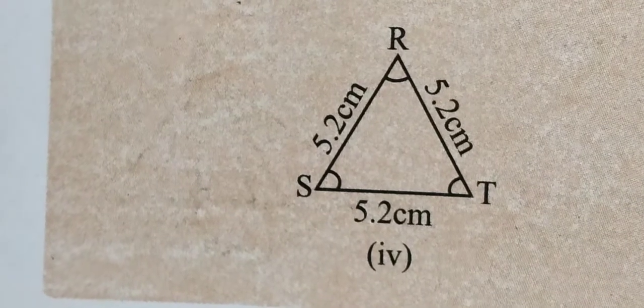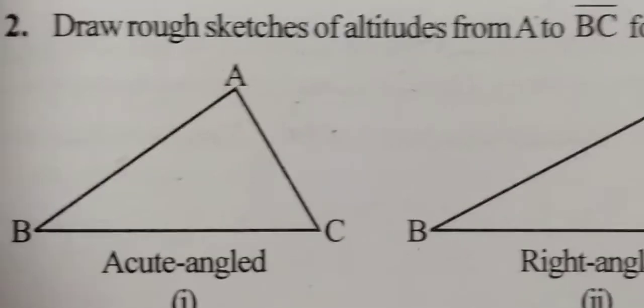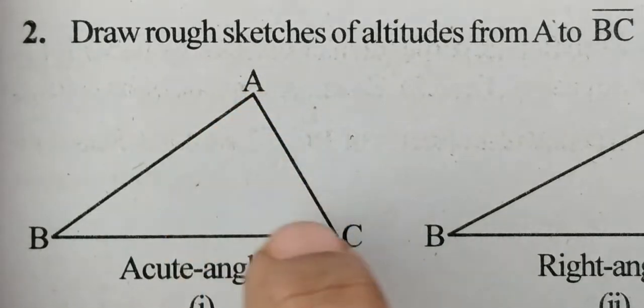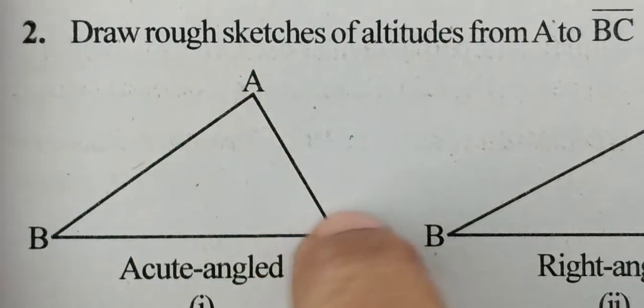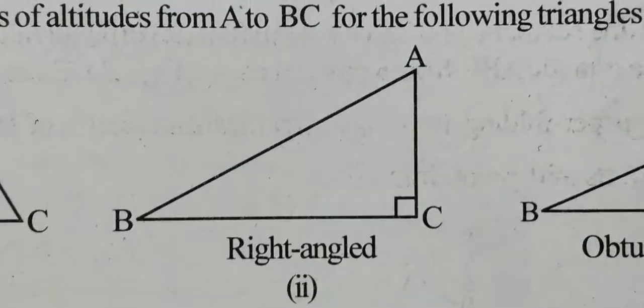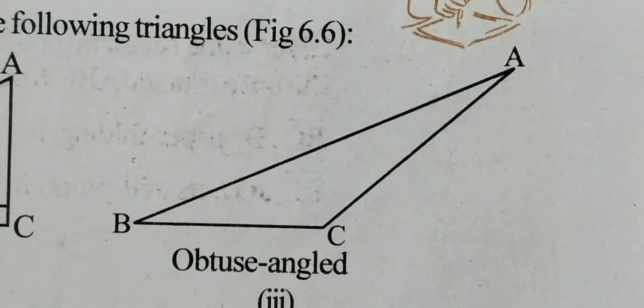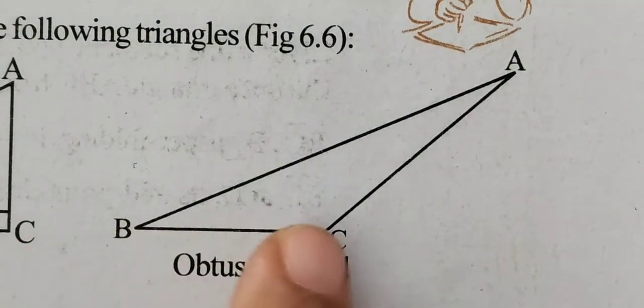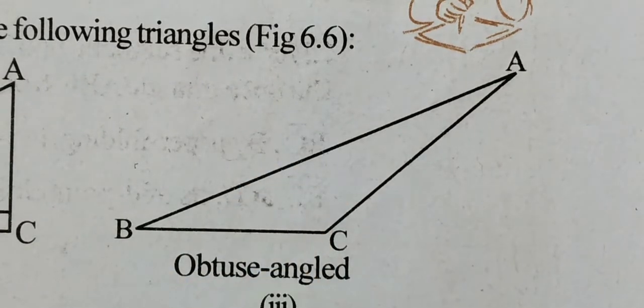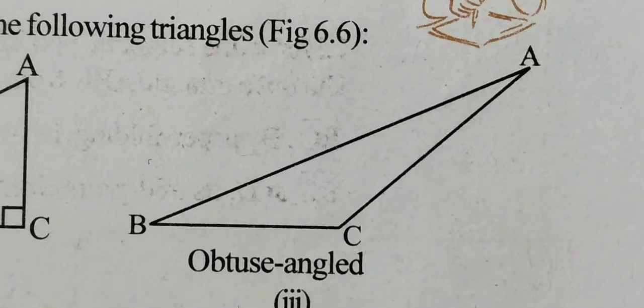Now we move on to the different triangles based on the angles. Here you can see all the three angles are less than 90 degrees. Measure of all the three angles is less than 90 degrees. So it's an acute angle triangle. Here you see one of the angles is 90 degrees. So it's a right angle triangle. And this is a triangle where one of the angles is greater than 90 degrees. So we call it an obtuse angled triangle.